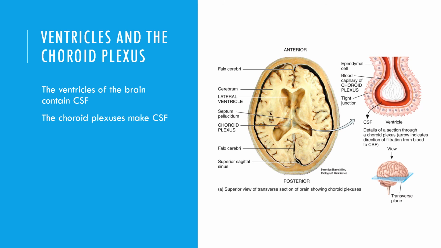Now here we can see a superior view of a transverse section through the brain, and it shows some of the ventricles here. So here we can see a lateral ventricle on the left side. There's also one on the right side. And anteriorly, the lateral ventricles are separated by a thin membrane, which is called the septum pellucidum.